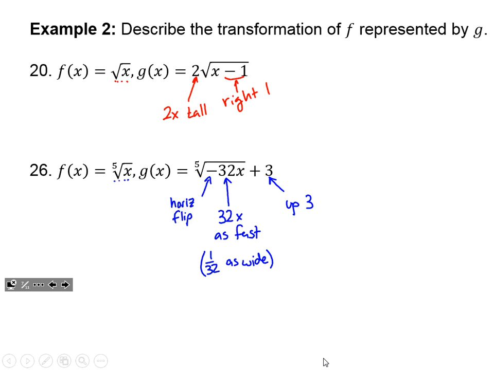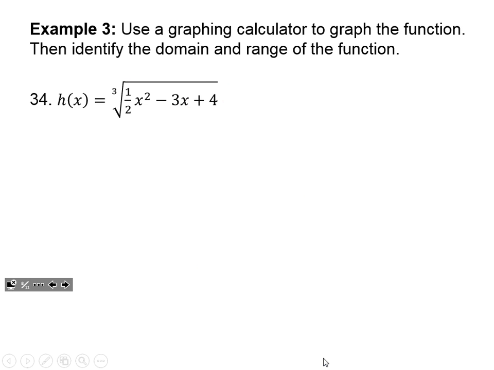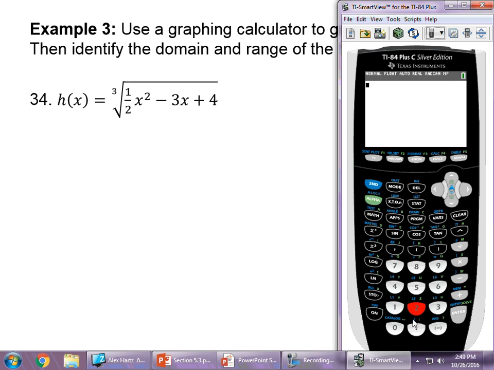So this is the same stuff we talked about in Chapter 1 and Chapter 2. It's back at us again here in Chapter 5. And we even covered it in the end of Chapter 4. Example 3 says use a graphing calculator to graph the function, then identify the domain and the range. So now instead of having to use a table of values to graph, now we're going to use a calculator. So let me pull up my calculator here. Let's go through how to type this in.